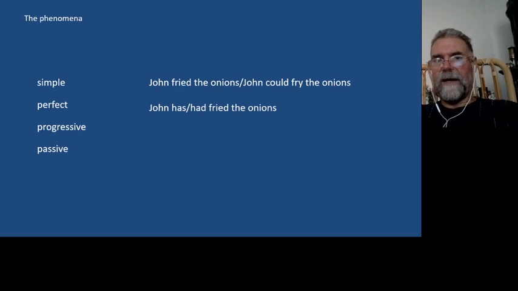So we get something like John has or had fried the onions. Note here, we've still got the tense there. This time the tense is on the auxiliary verb, hence the alternation between has in the present and had in the past. The other thing we've got is a morpheme on the main verb, fry. Now this may look, in this particular case, like the past tense morpheme, but it actually isn't the past tense morpheme. The past tense, as we've just said, is on the auxiliary verb, and it doesn't double up and end up on the main verb as well.